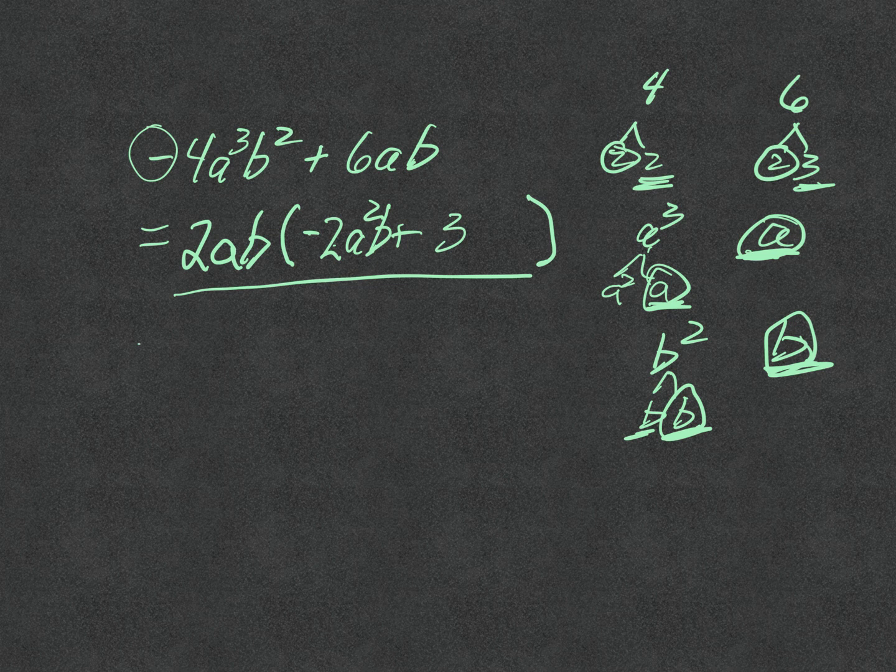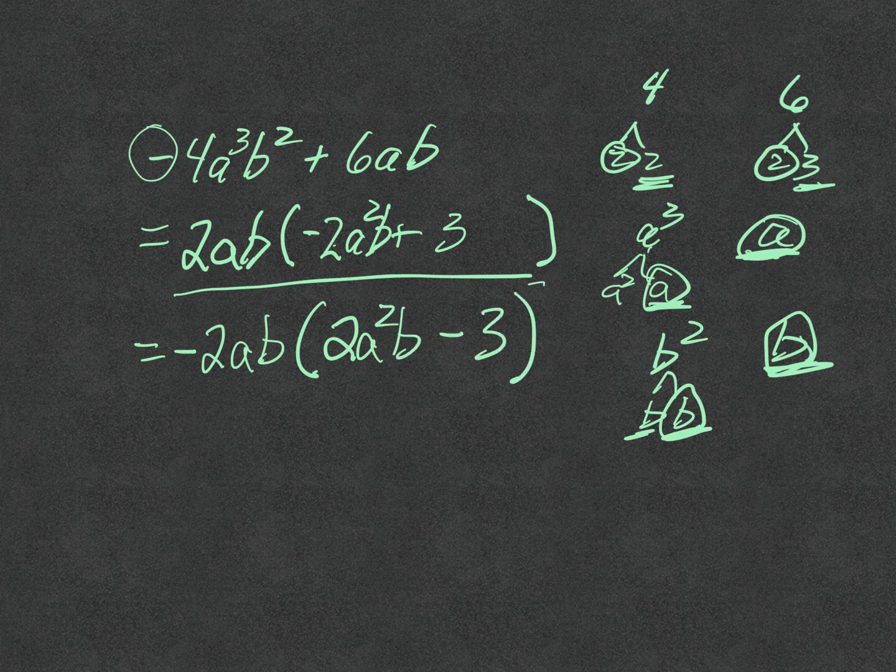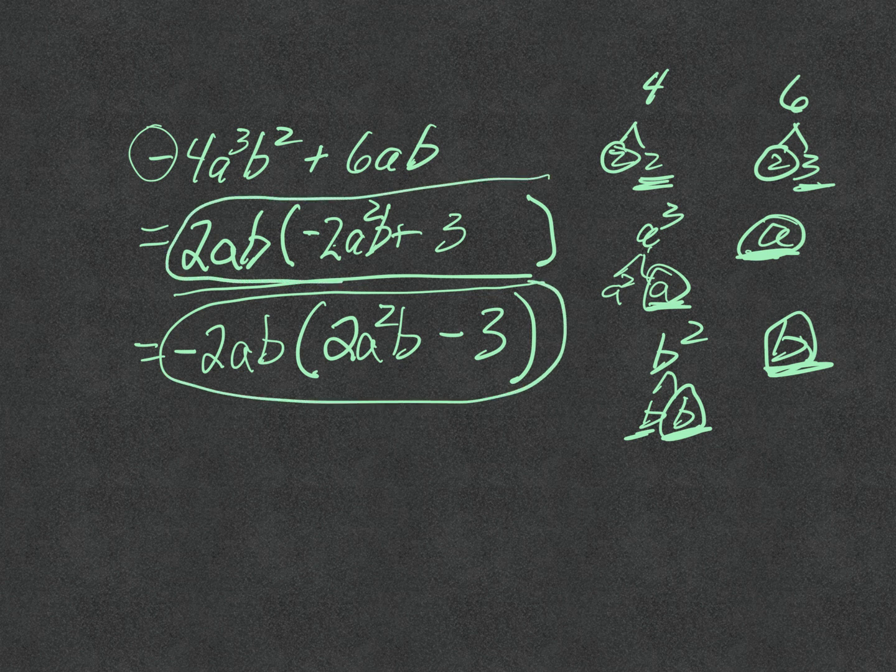Now, I just want to show you something. You could have also done this as a negative 2ab and wrote this as positive 2a squared b and then put minus 3. And this would also be correct. All right? It's just an alternate form. And basically, you factored a negative 1 out as well. Okay? And that's something you can do if you wish. You don't have to, but you can. All right? So there you go.